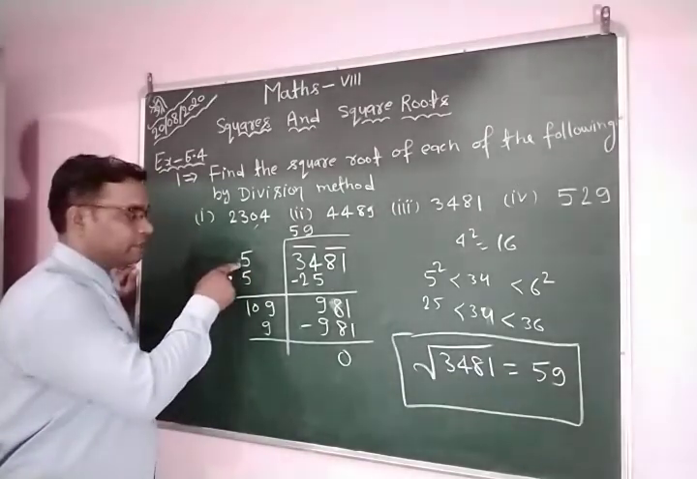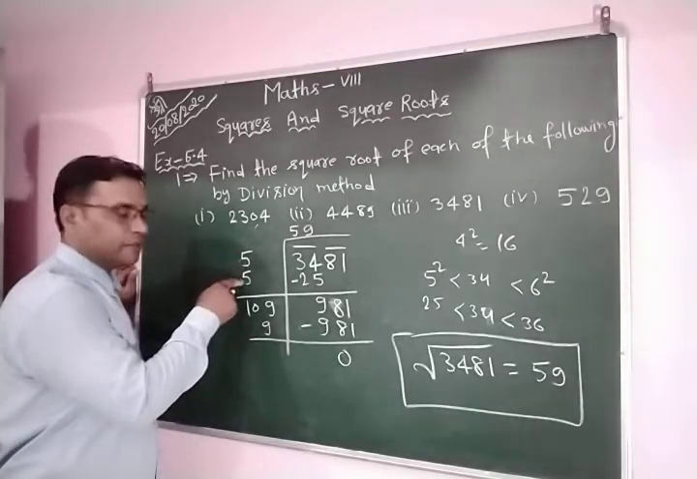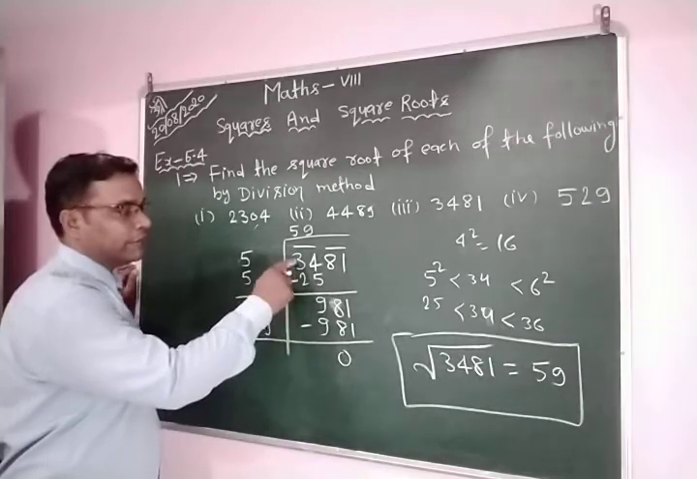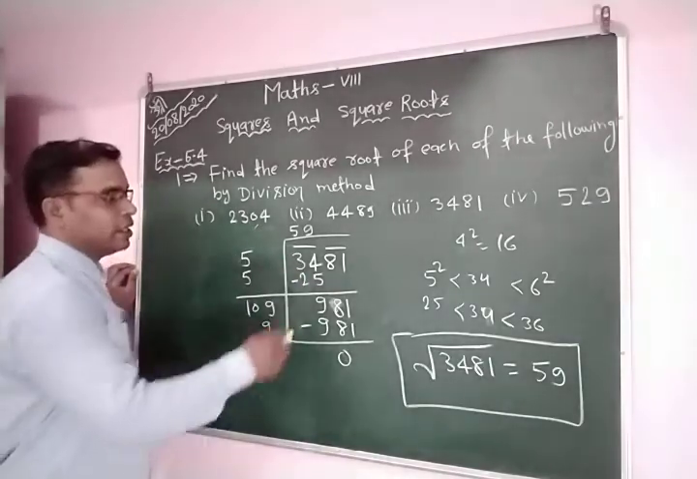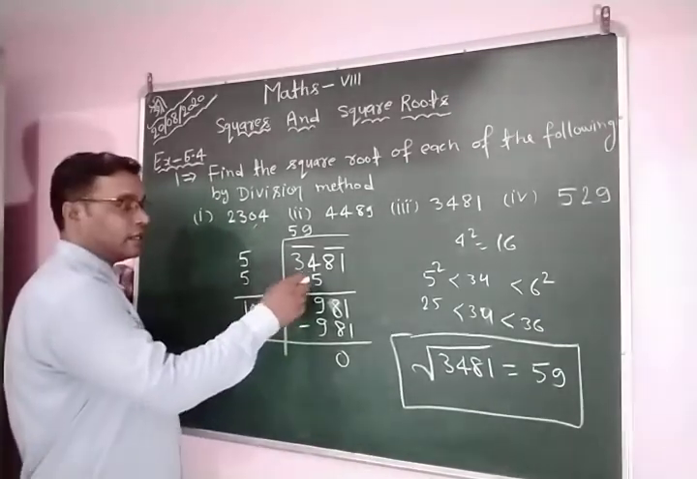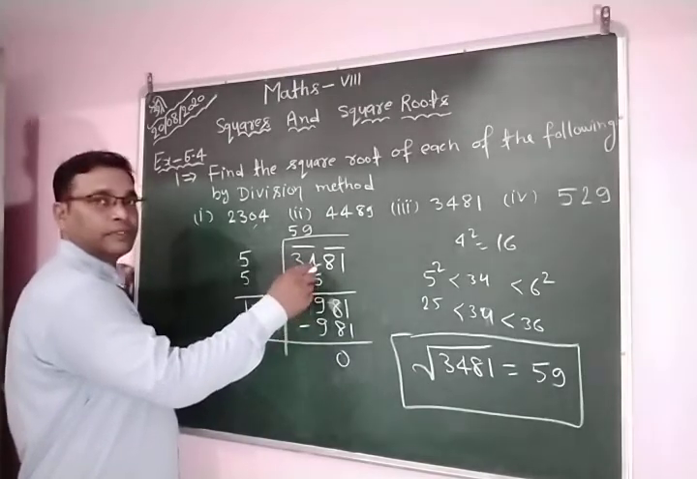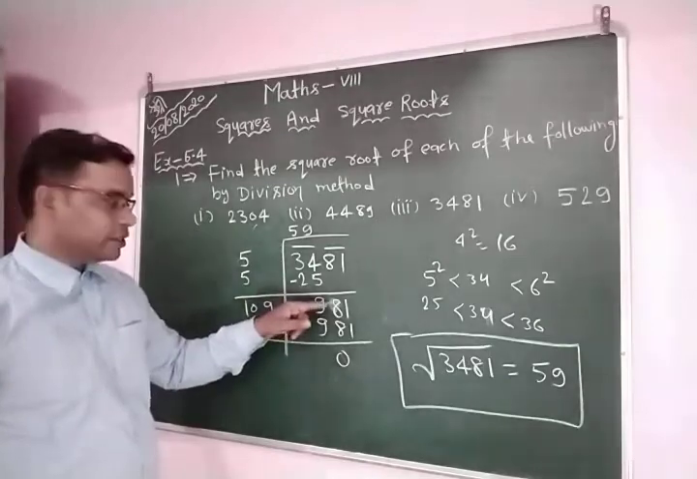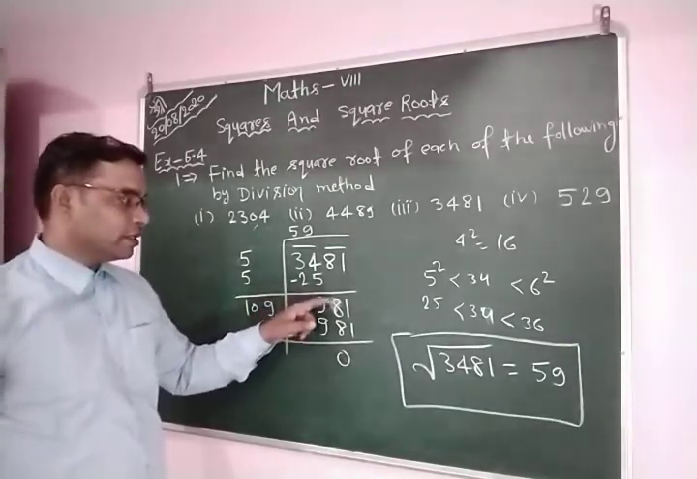Okay, and multiply 5. This 5 is equal to 5 into 5. We obtain 25. After this we subtract it. If you subtract 25 from 34, then we obtain 9. This 9 is our remainder.